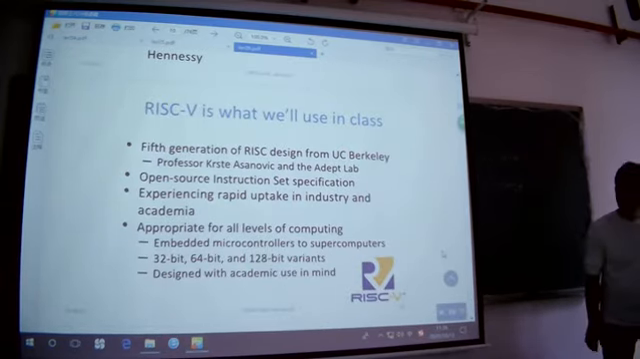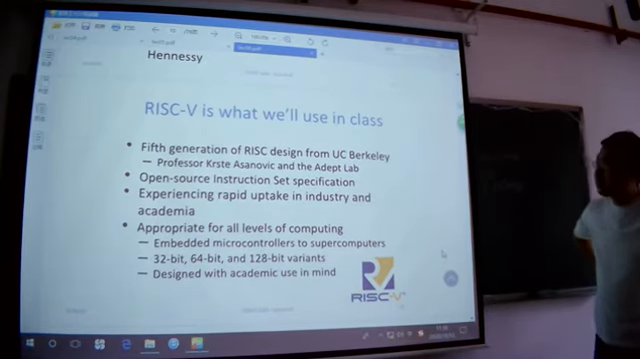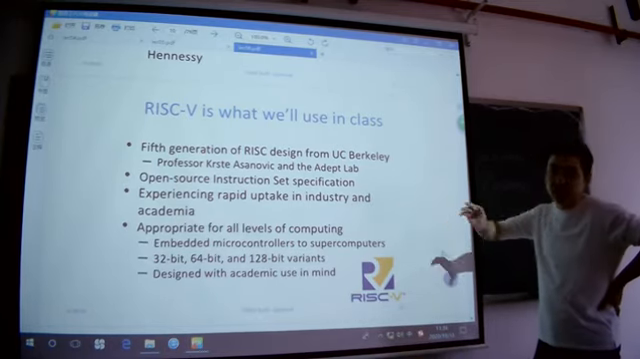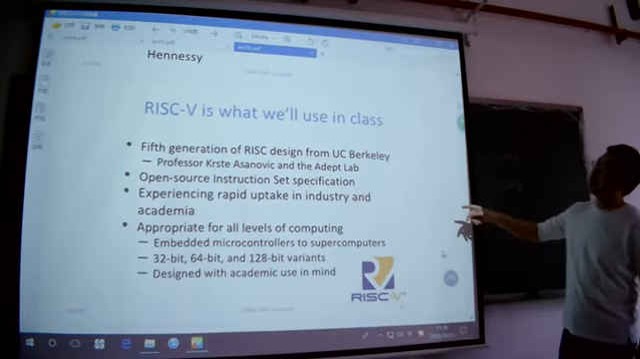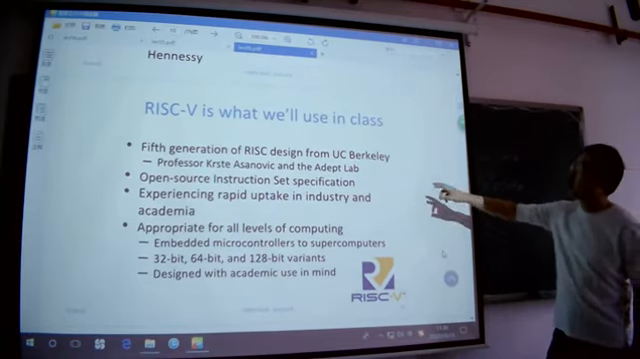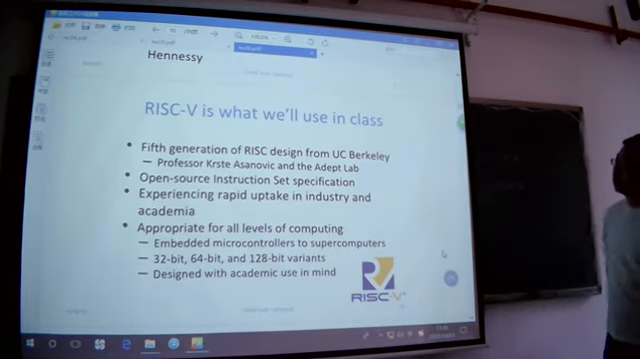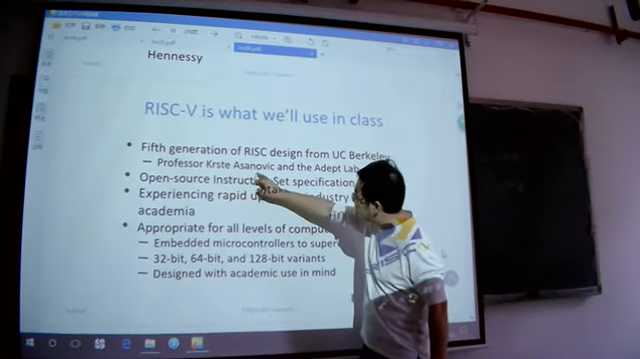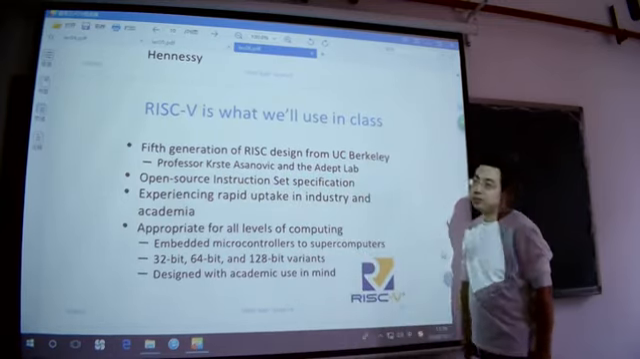Okay, RISC-V is what we'll use in class. We find it is the 5th generation of RISC. So you can find RISC-V, the 5th generation of RISC, designed by UC Berkeley. It is shown in the former PPT. You can find one professor, Krste Asanović, and the lab. This is the famous professor.